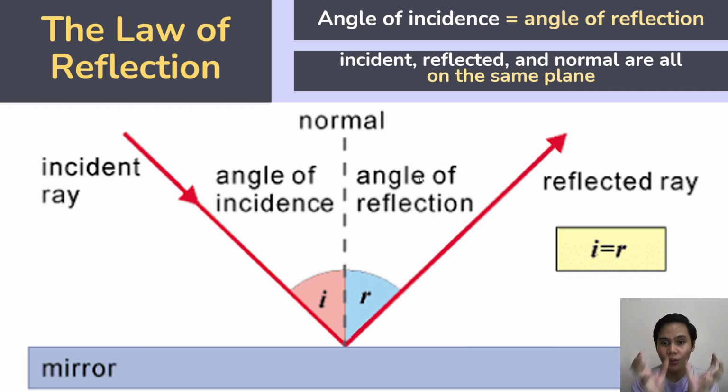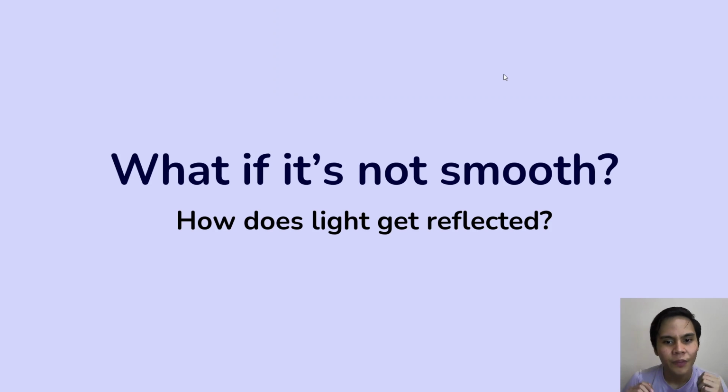And if you look at those, they should always be equal. So the law of reflection is that the angle of incidence is always equal to the angle of reflection. It just means that the angle that a light ray hits the mirror should be equal to the angle that it bounces off. Simple. What if it's not smooth though? How does light get reflected off not smooth surfaces?